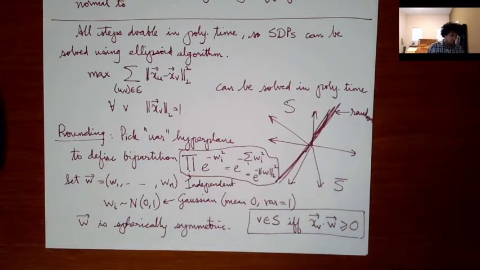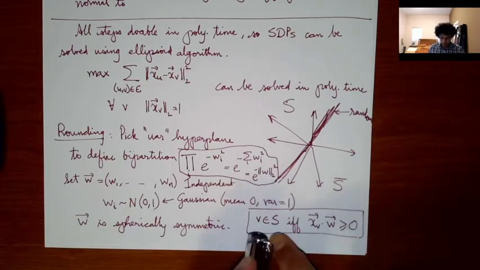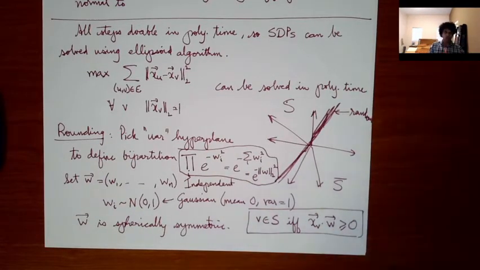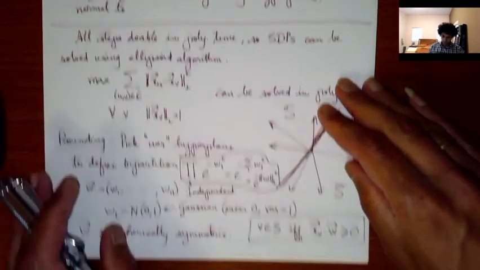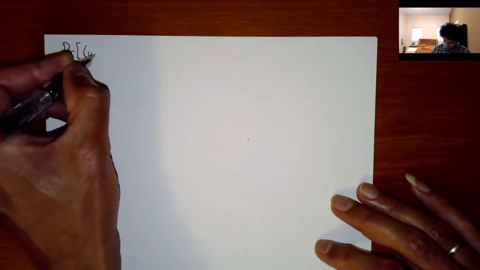So this is the rounding procedure. You basically pick a random vector w, and you say that if it's positive, then it's in S, and otherwise it's not. Now, how do we do the analysis? This is really neat because it ends up being some very simple trigonometry, but it's quite remarkable. So we'll say, what is the probability that UV is cut?